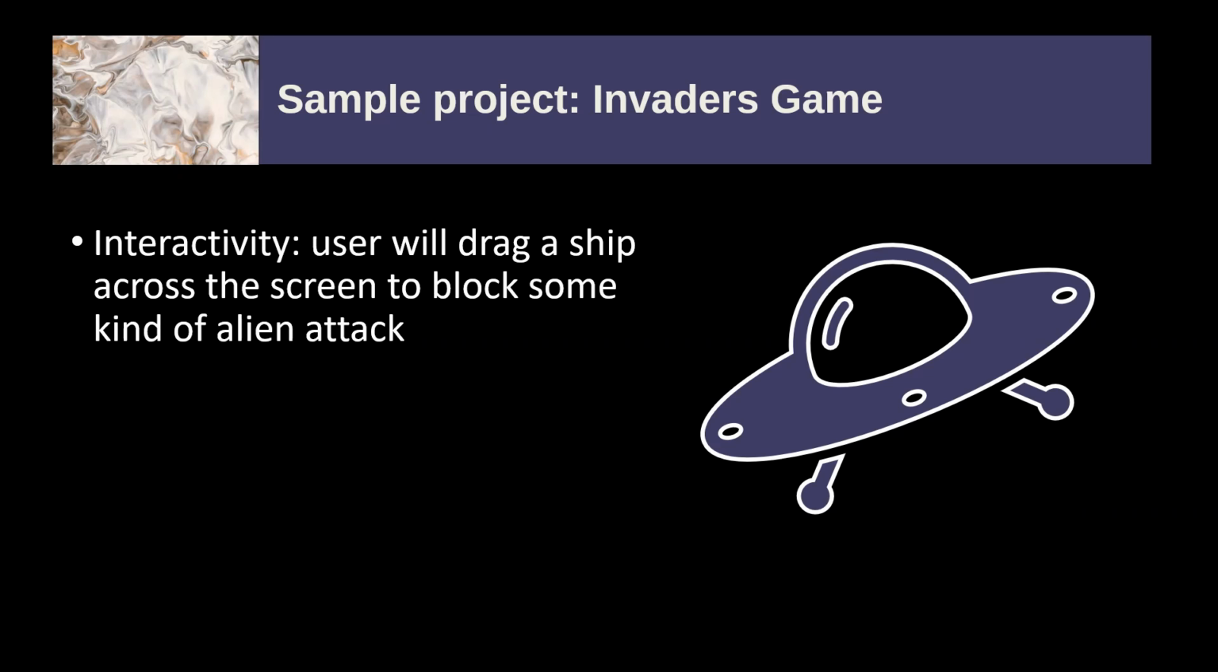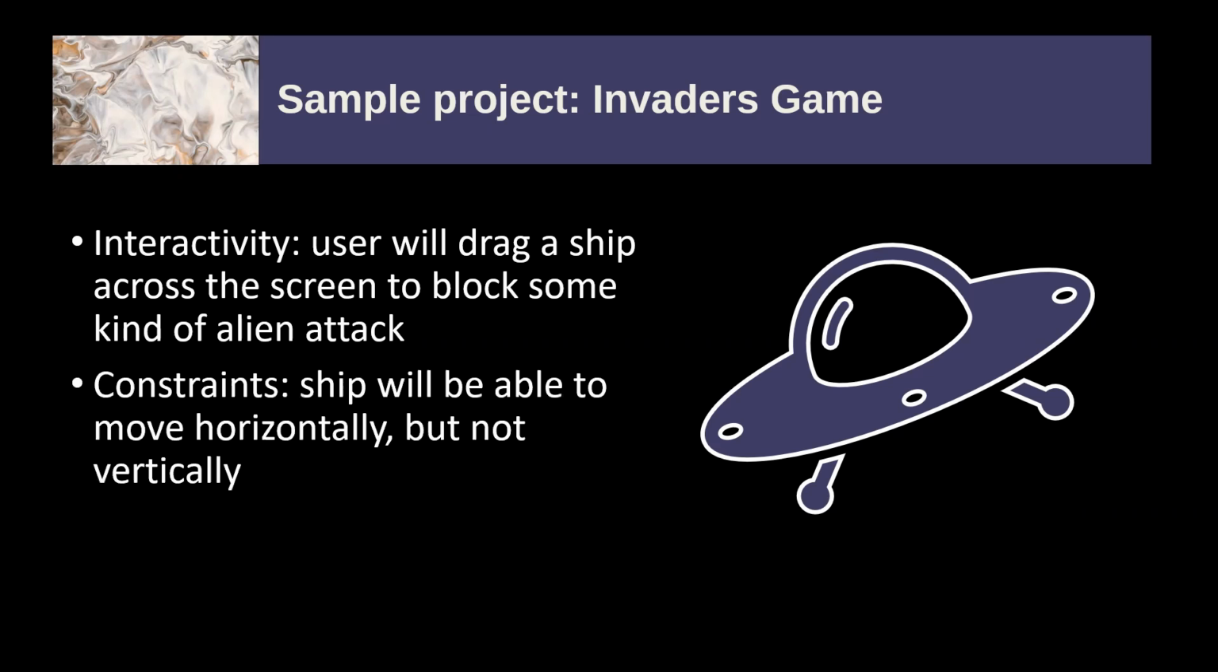So for the interactivity in this, the user is going to have a ship that they will be able to drag across the screen to block some kind of an alien attack. The constraints: the ship will be able to move horizontally but not vertically. And I'll explain why I decided to do it that way. Basically, it just makes it a little bit simpler in the coding. You could do something more complex than that.